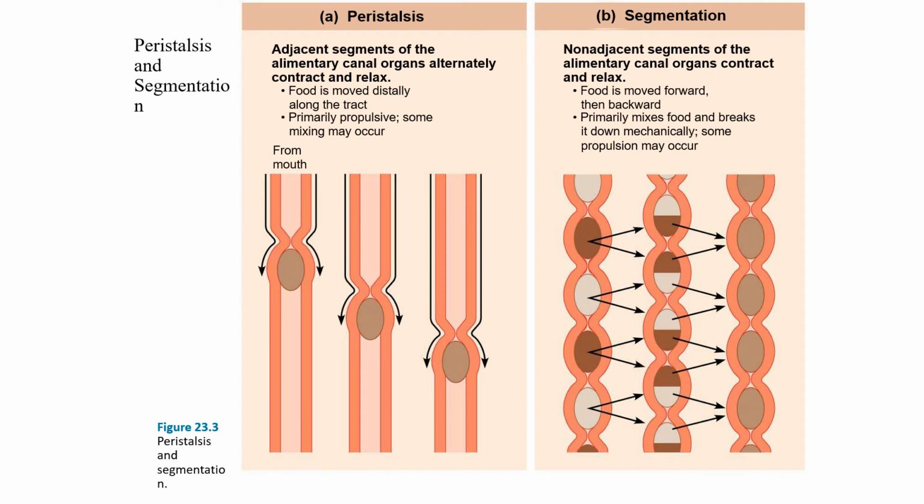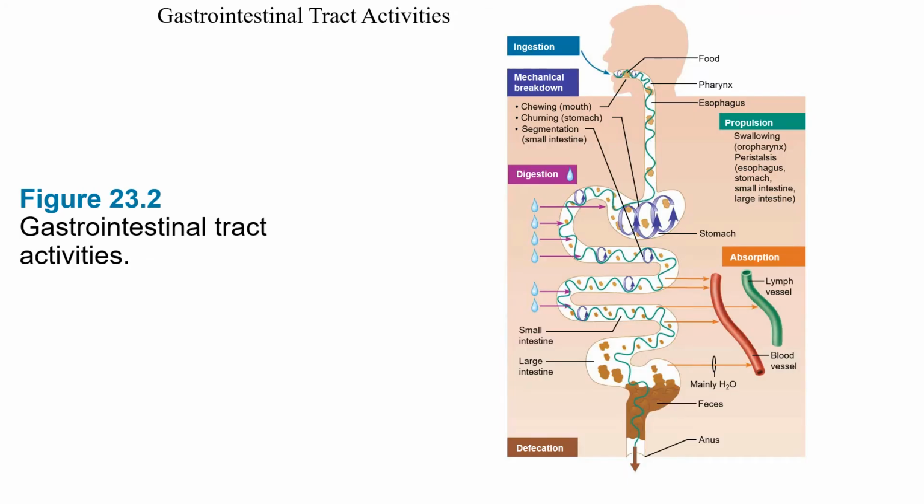So there are 2 types of movement in the GI tract. There's peristalsis and segmentation. Peristalsis is when the muscles of the GI tract contract behind the food bolus and propel it forward. In segmentation, which occurs in the stomach, the small intestines, and the large intestines, the muscles contract and relax in 3 dimensions and mix everything. This helps with mechanical digestion and can also help with propulsion, moving the food bolus forward.